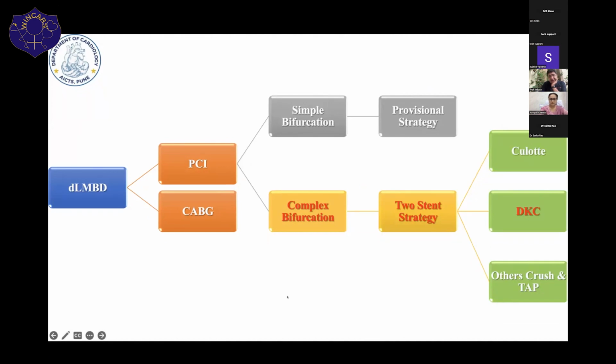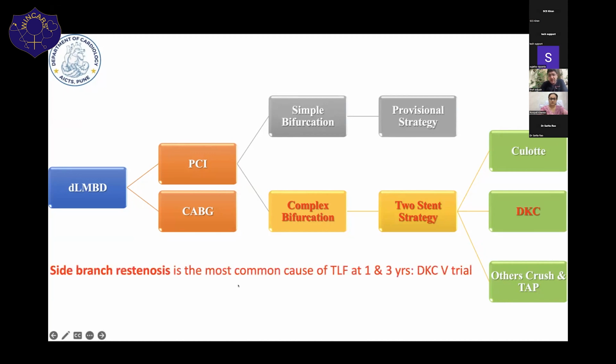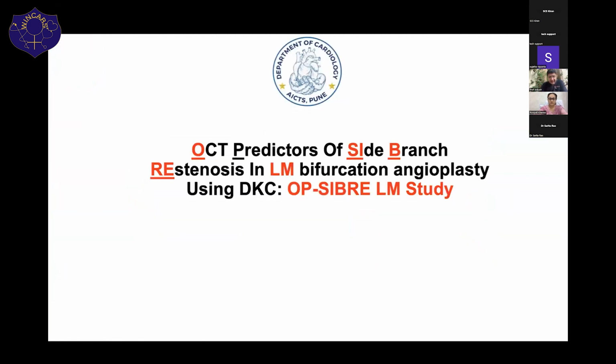But as the 1 and 3 year outcomes of the DKCRUSH-V trial show, the most common cause of long-term target lesion failure in left main bifurcation angioplasty using DK crush is side branch restenosis. In view of this, we designed this study to find out whether there are any OCT predictors of side branch restenosis in left main bifurcation angioplasty using the DK crush technique, that is the OpCyber Left Main study. So let me show you what we did in this study.